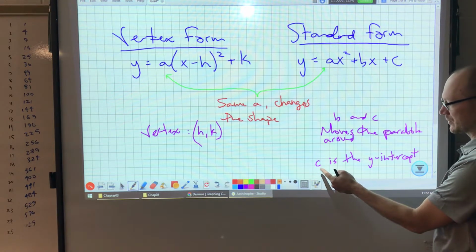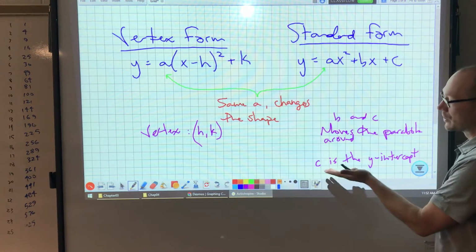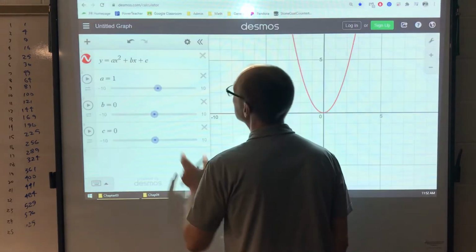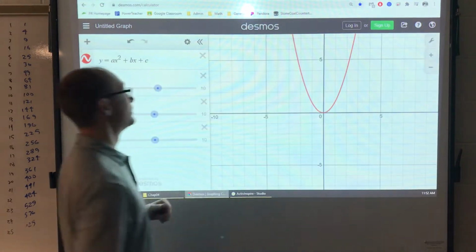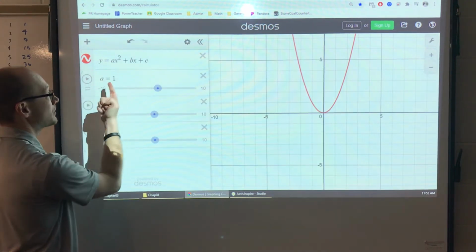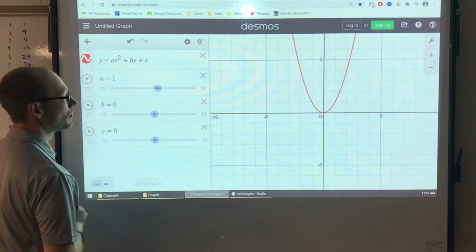Maybe the exception is c. c is the y-intercept, so c will move this thing straight up and down. But b moves things a little bit differently. So here is our ax squared plus bx plus c. If a is 1, we can see it's our normal standard parabola.